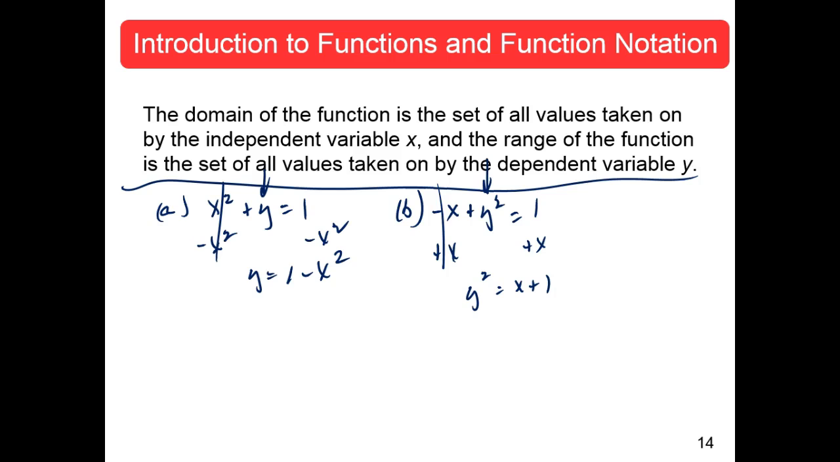That's why I don't like WebAssign. If they wanted 1 plus x, they would say x plus 1 is wrong. Not that they would be doing this. But we haven't really solved for y yet. What must we do to solve for y?